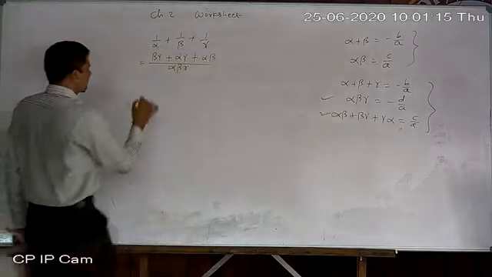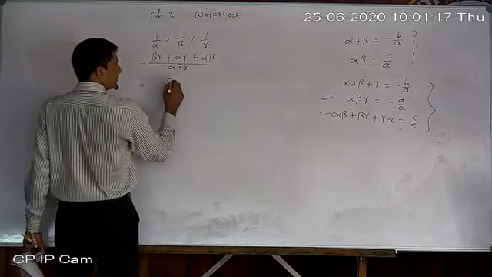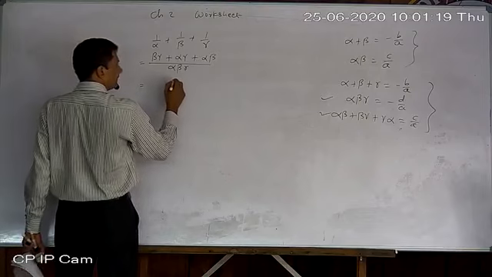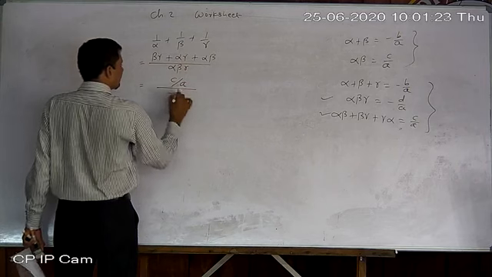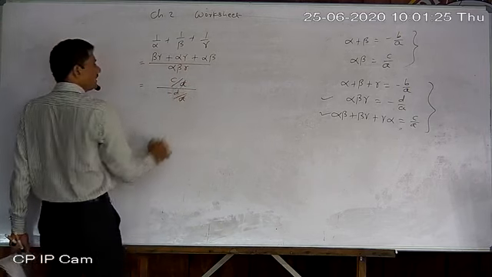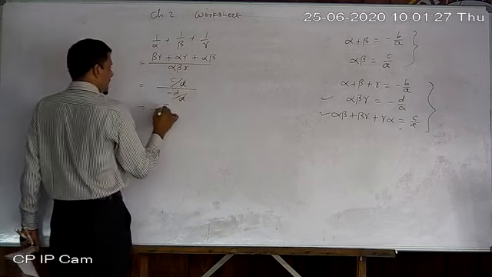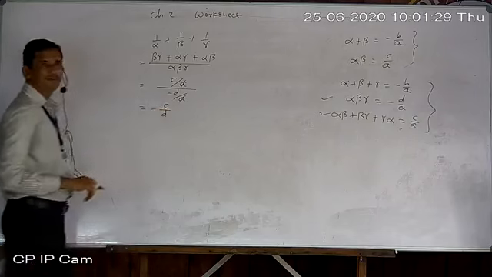Write down both ones. So here is minus d upon a. This is c upon a and this is minus d upon a. The a in the numerator and denominator cancel. So whatever is left, minus c upon d.